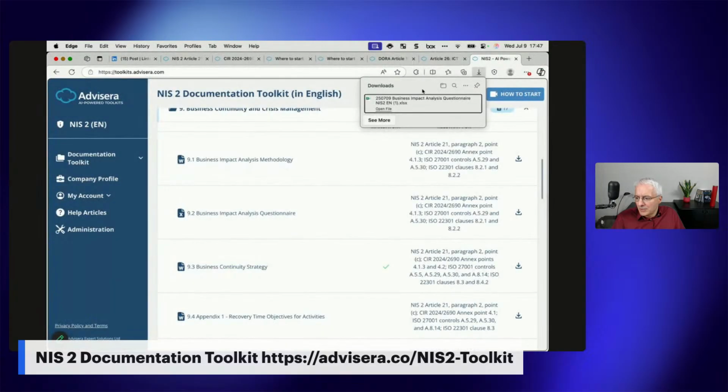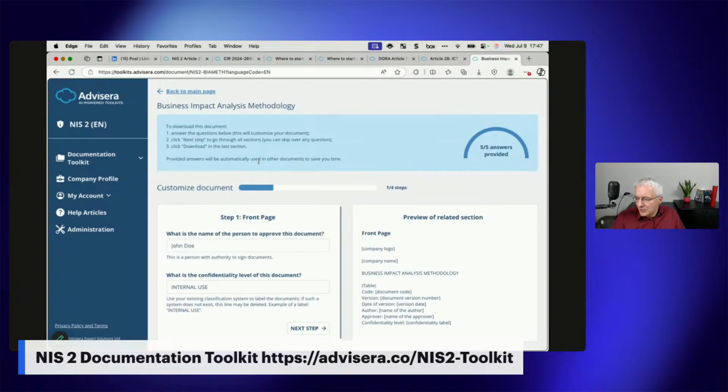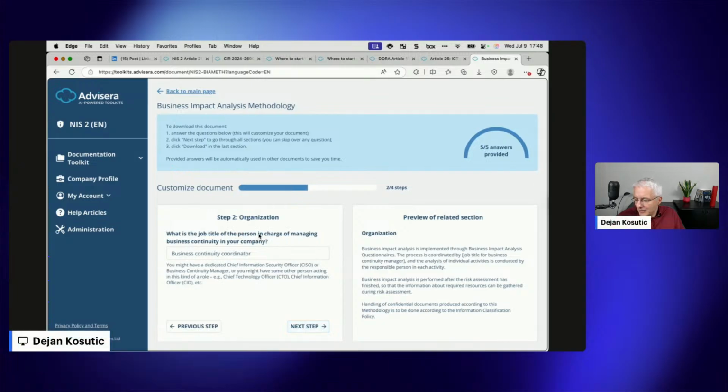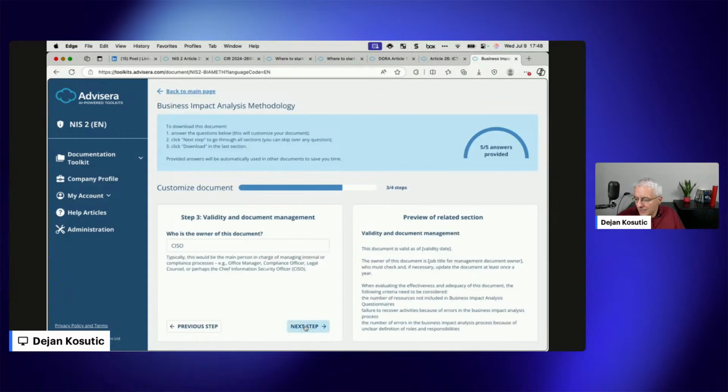Also, going back to the toolkit, when you have a Word document like the business impact analysis, it helps you fill out the document in a much quicker way. It takes you through this wizard. What is the name of the person to approve this document? Some person. And then what is the confidentiality level? Job title of the person in charge of managing business continuity. It could be, let's say, not the business continuity coordinator. Let's say the CISO is actually in charge of managing business continuity, and so on.